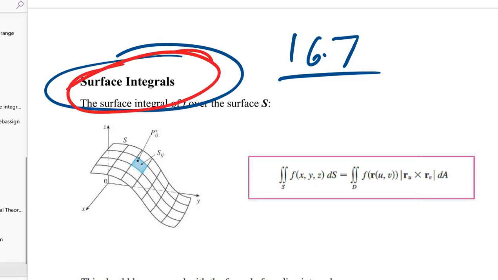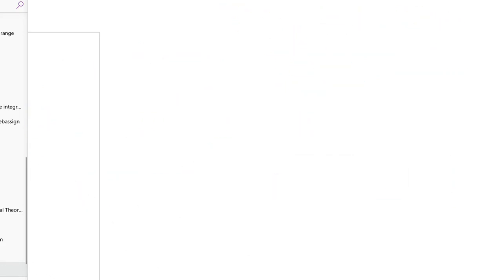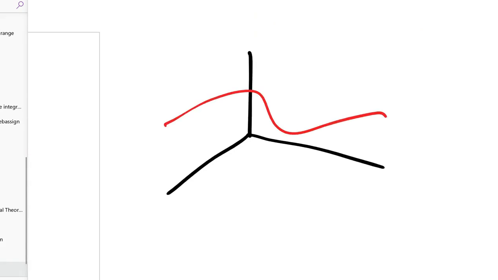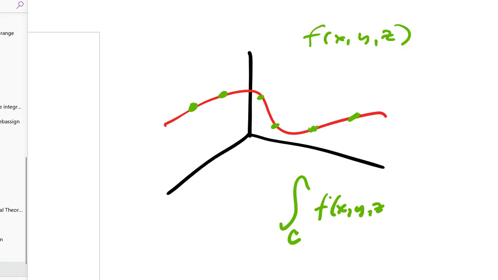So let's check out surface integrals now. Essentially, it's kind of like line integrals, where you had a curve in space and a function f of x, y, z defined on the curve. And so you added up all your function values along this curve. We called that a line integral over C of f of x, y, z ds, and that little ds was one little piece of the curve there.